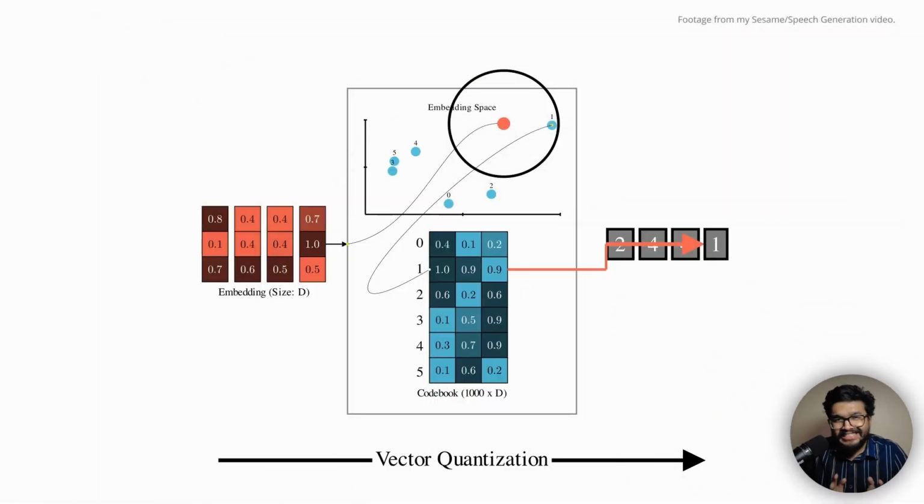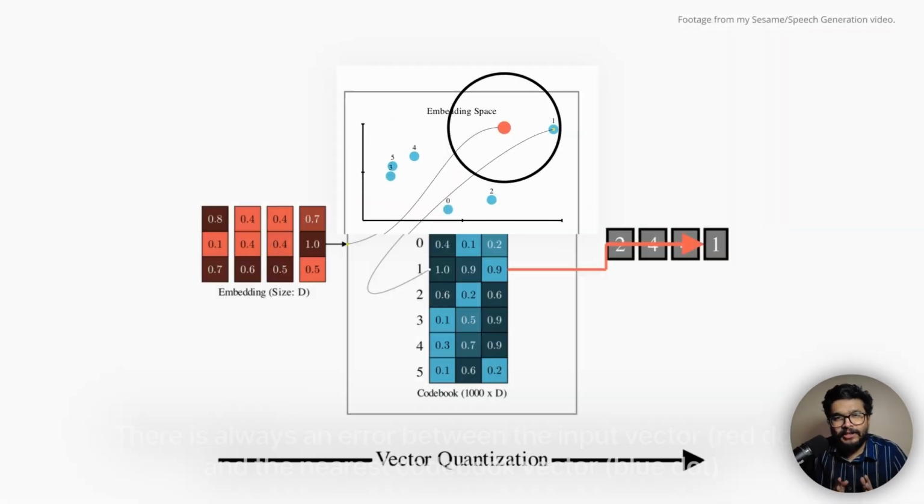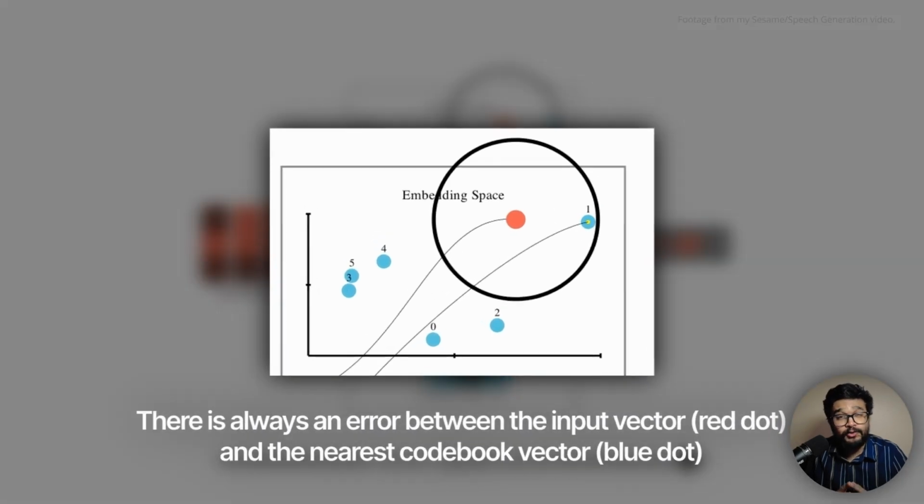Once you've got this idea locked in, moving to residual vector quantization is just a natural next step. Let's talk about that in the next section. The problem with simple vector quantization is that the loss of information may be too high, because we are essentially mapping each vector to its cluster centroid. The snap is almost never going to be perfect, so there's always an error between the original embedding and its nearest code vector.